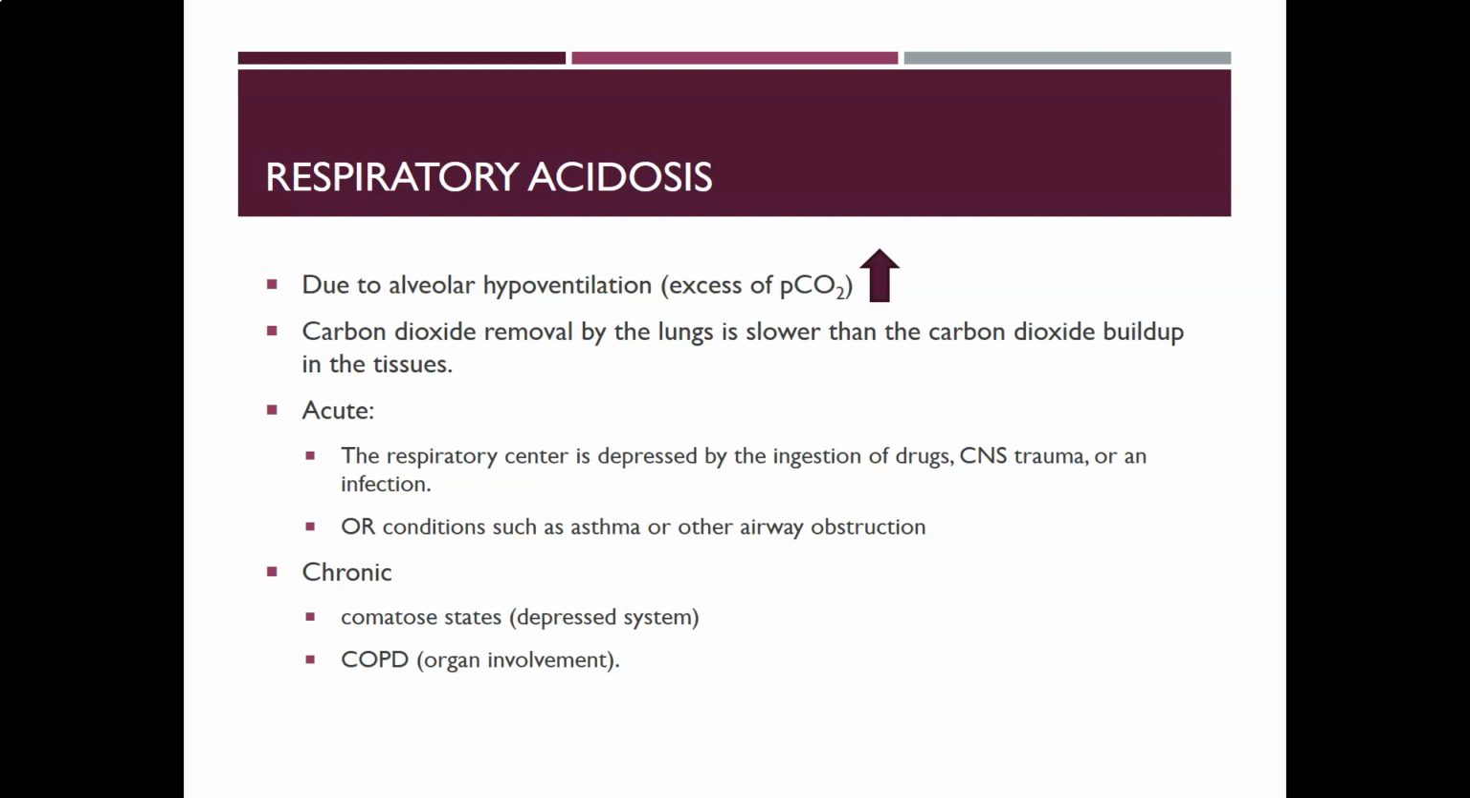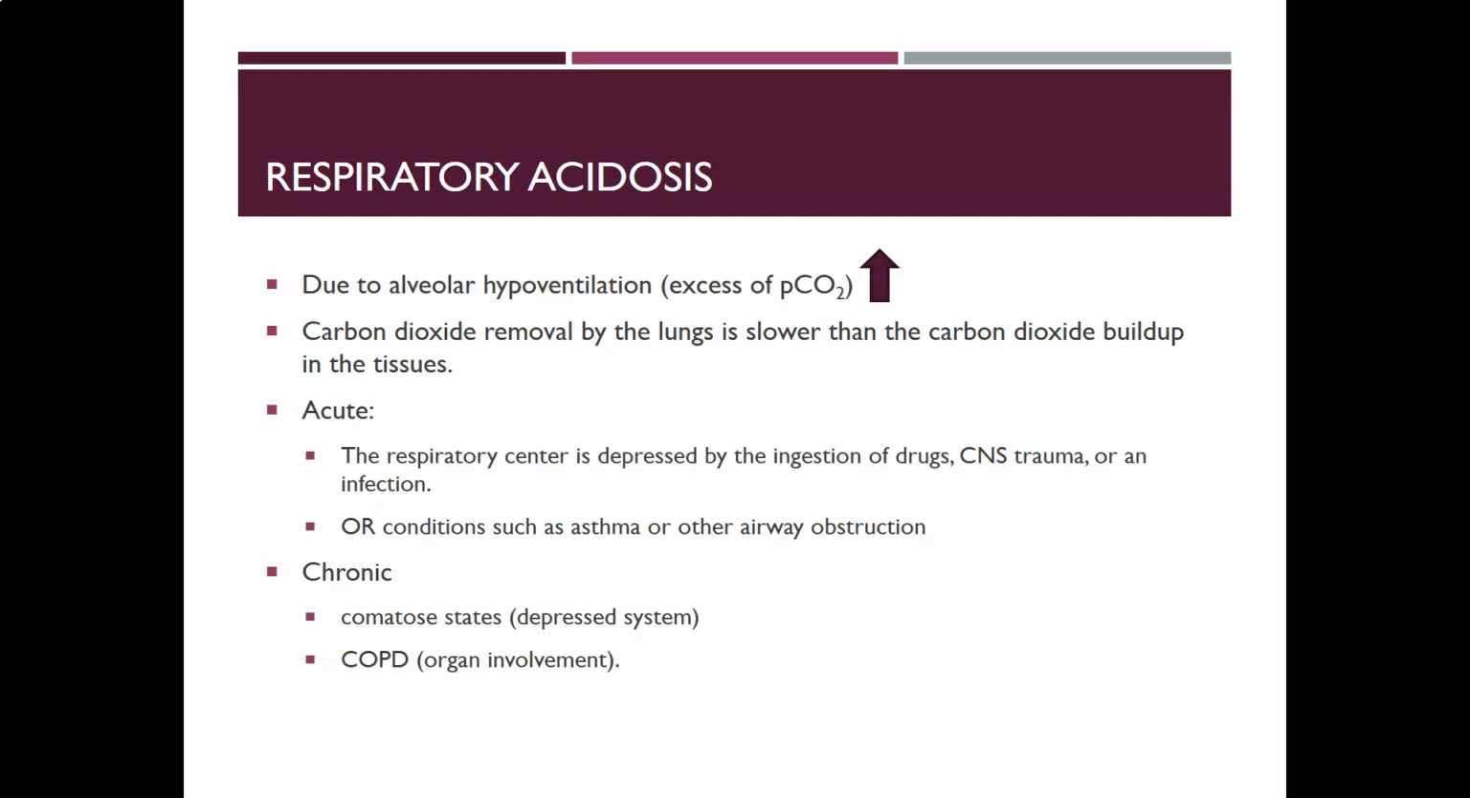So you have an excess of PCO2 accumulating in the blood because it can't leave the body adequately, at least through the lungs. Carbon dioxide removal by the lung is slower than the buildup in the tissues. You have acute and chronic respiratory acidosis.